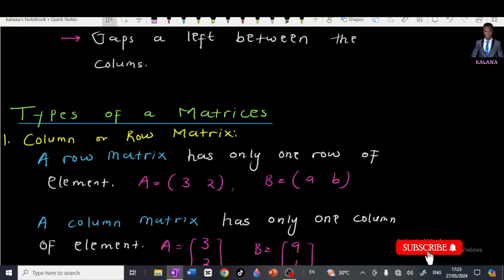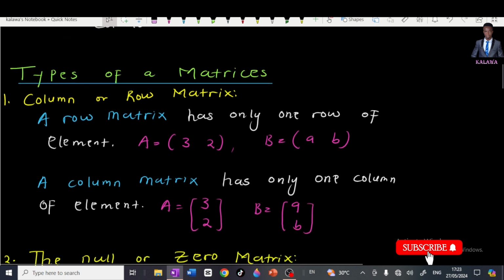Types of matrix. We have different types of matrix, but in this introduction part of the matrix, we will not discuss everything. So the first type of matrix is the row matrix. As the name implies, a row matrix has only one row. For example, we have 3 and 2. So this has only one row. We also have A and B. This also has only one row. So this type of matrix is called a row matrix because it has only one row.